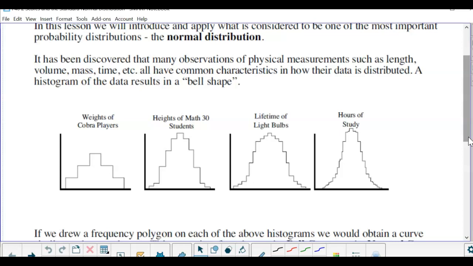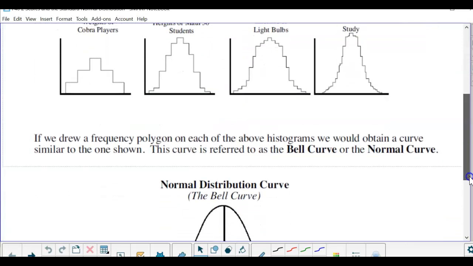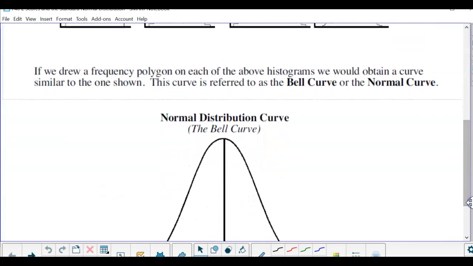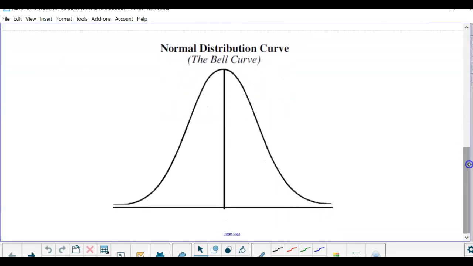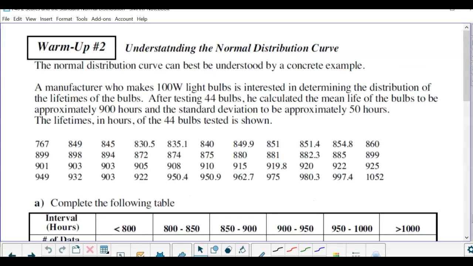So these are the histograms: weights of players, heights of Math 30 students, lifetimes of light bulbs, hours of study. You can see if you join those up, they look like a bell, a church bell. Think about that. That's the bell curve, the normal distribution curve.